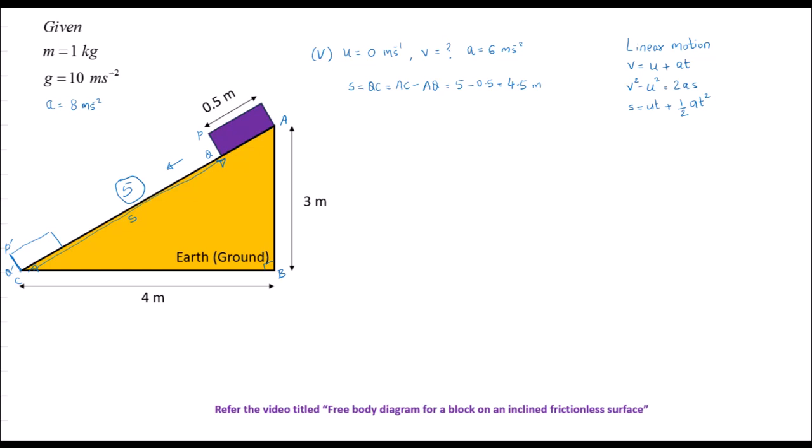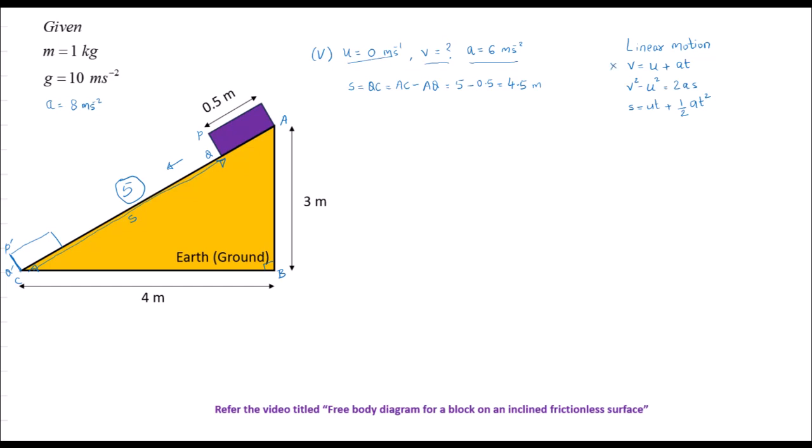Now we know that the object was dropped at rest, and we have to find the final velocity with which it will hit the ground. And from the previous part, we know that acceleration is 6 meters per second squared. Now, these are the three equations of linear motion that we are already well aware of. Let's see which one is most appropriate to be used.